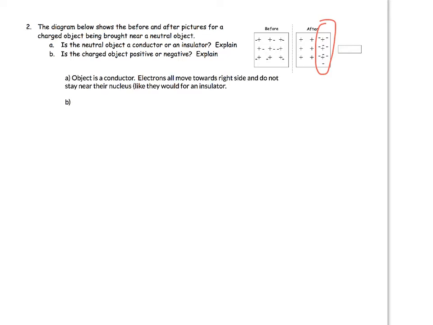Second question, is the charged object positively or negatively charged? Well, the electrons move towards it, which means this must be a positive charge because it attracted the electrons and caused them to move to the right.